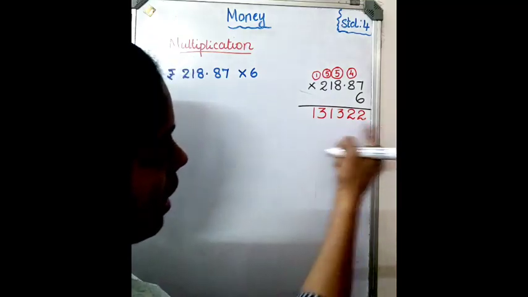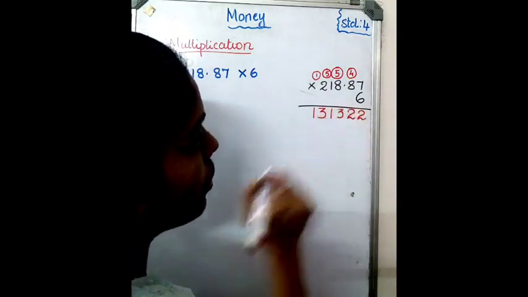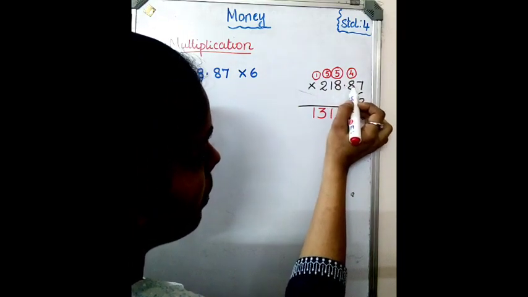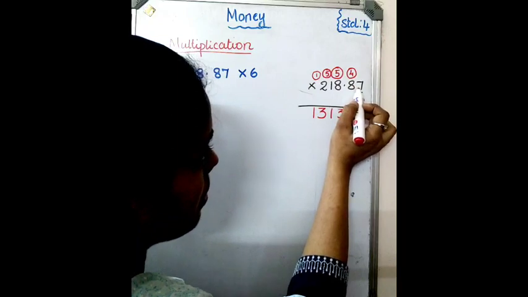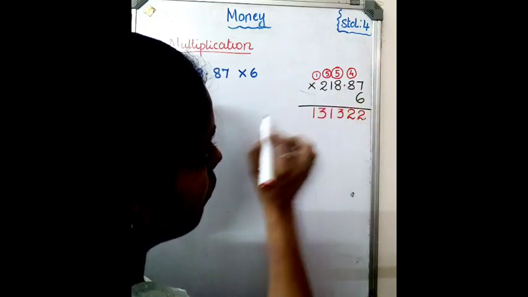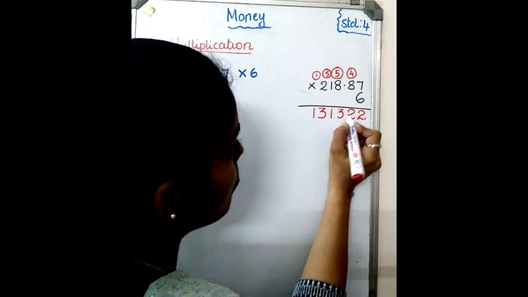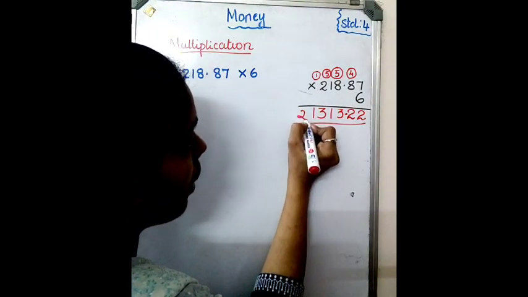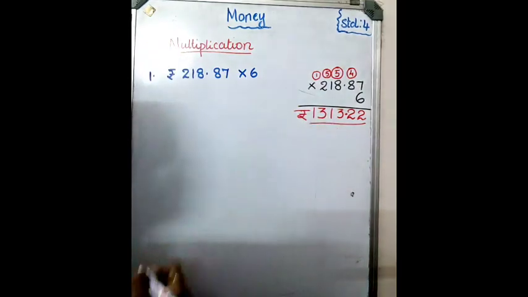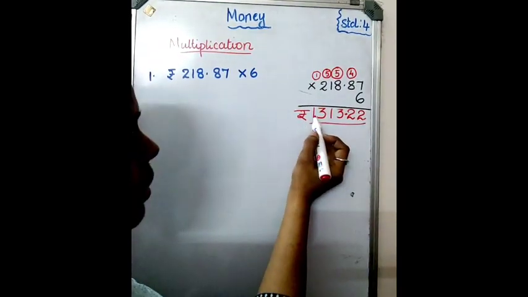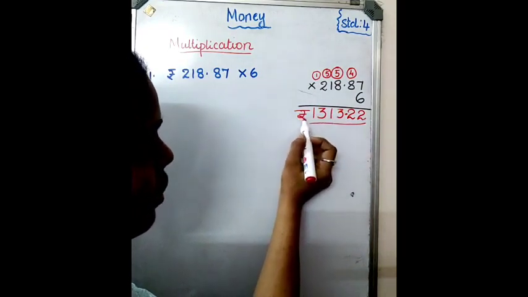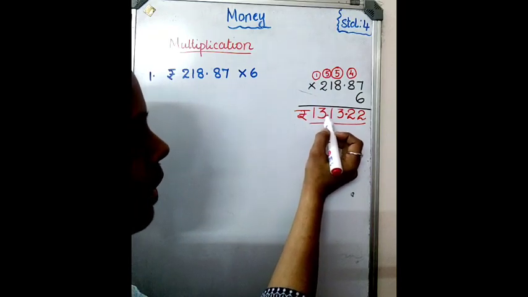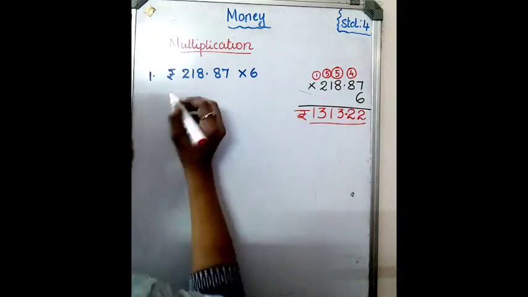So this is the answer, but you have to put the point here, in the paisa part. We know that there are two decimal places, 2 digits come after the point. So here also there must be 2 places. So this is the answer. You have to put a rupee symbol here. The answer is 1313 rupee 22 paise. We read this as 1313 rupee and 22 paise.